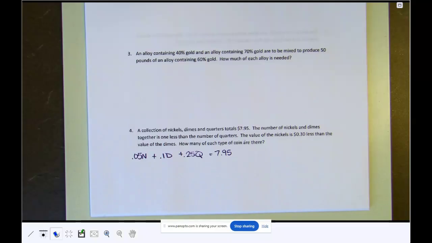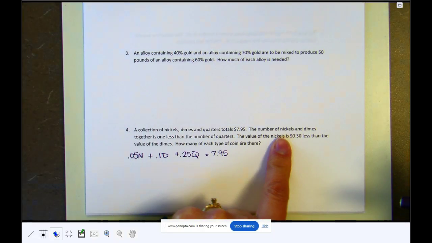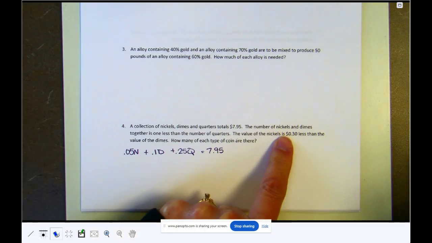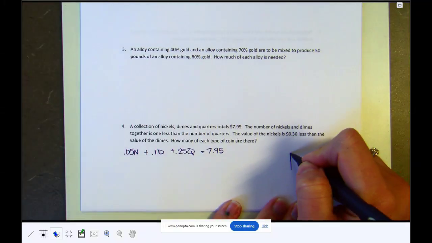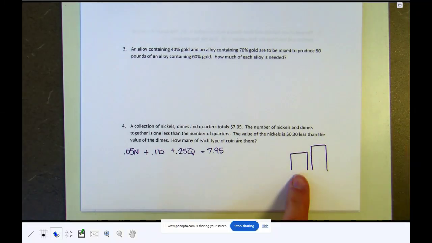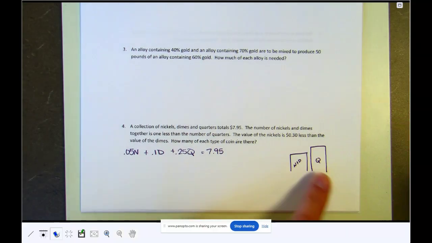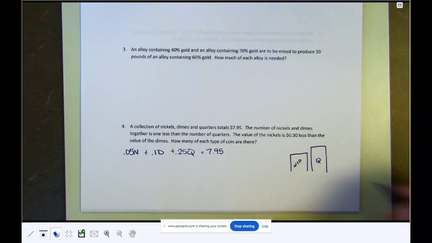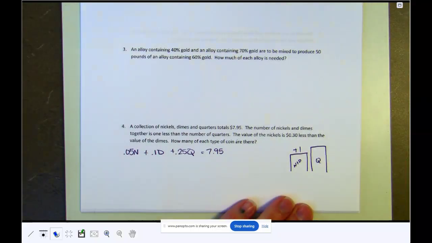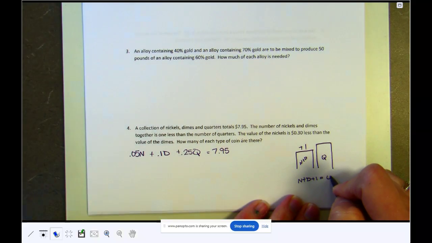Okay. Now, if you're tuning out, this is where you should tune back in. The number of nickels and dimes together is 1 less than the number of quarters. So if you were going to draw bars, or not, I don't care, what will go in this bar if it's nickels and dimes together? Yeah, right? That makes logical sense there. We're comparing that with the number of quarters. What are you going to do? Okay, this is where I want you to make sure you're listening. This is n plus d plus 1 equals q.